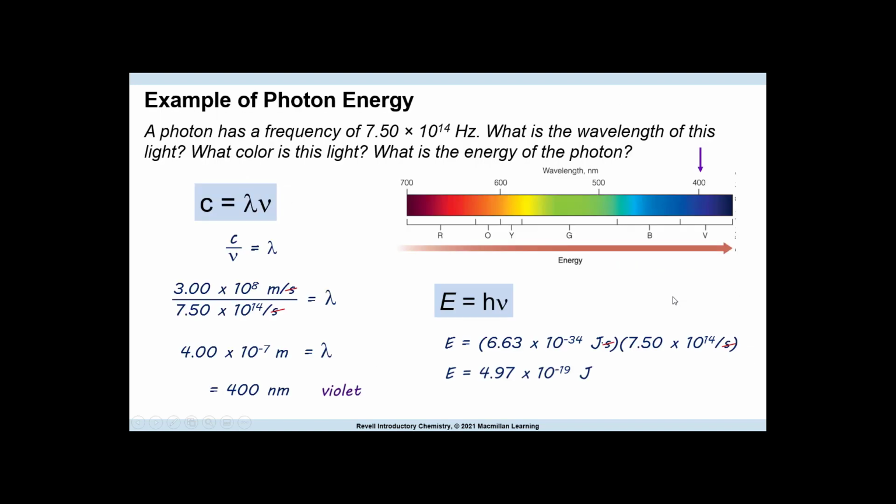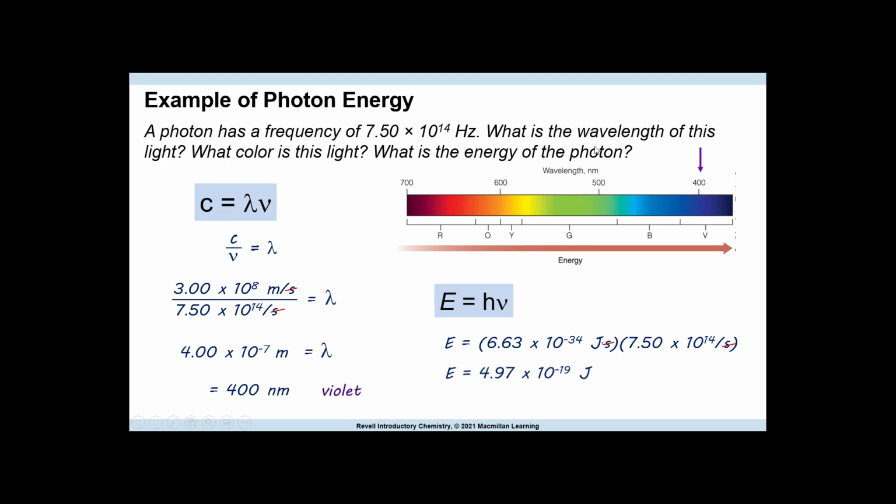Okay, so an example of photon energy. A photon has a frequency of 7.50 times 10 to the 14 hertz. What is the wavelength of this light? What is the color of this light? What is the energy of the photon? This sounds really complicated. It's not. You just may have to do more steps, but it's not that difficult. So this is the formula you can use, giving you frequency. We're given the frequency here, but we don't have the wavelength. So we need the wavelength. The wavelength tells us what color range this is in.